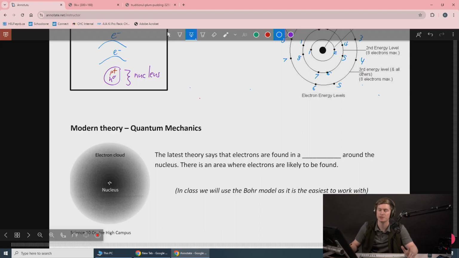Modern theories of atoms go beyond the Bohr model, but as far as Science 10 chemistry goes, we don't need to know so much about the electron cloud model or different orbitals and their geometry. Latest theories say that electrons are found in a cloud around the nucleus, and a lot of these clouds have funky orbits. It's an area where electrons are likely to be found, but you can never be sure exactly where they are and where they're going at the same time. But that's beyond Science 10. So in class, we're going to use the Bohr model. It's the easiest to work with, and it explains pretty well the chemistry that we're going to be doing at the Science 10 level.